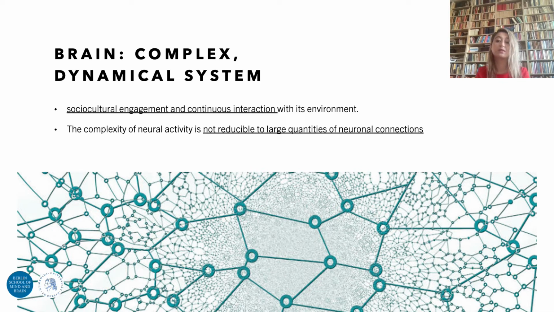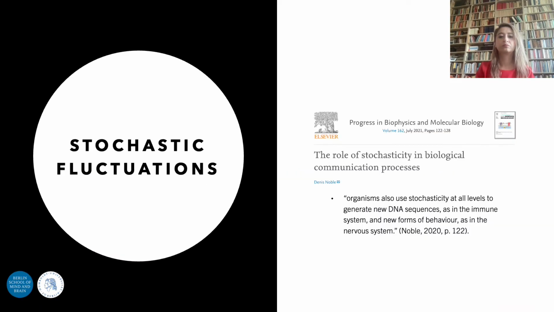So the complexity of neural activity is not reducible to large quantities of neural connections, nor to the interactions occurring within the nervous system itself. The activity of the population of neurons embodied in brain activity inevitably occurs in the presence of noise or stochastic fluctuations due to thermal energy, ion channel chattering, and irregular synaptic inputs from other neurons.